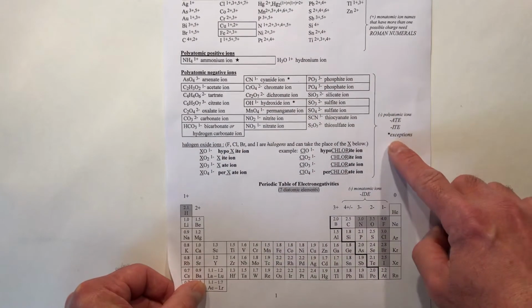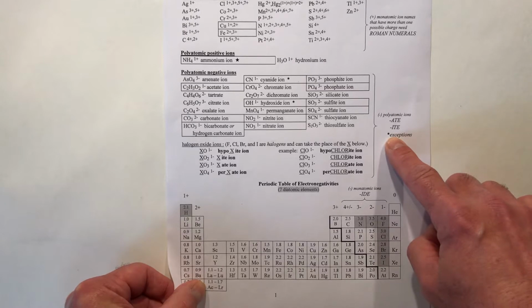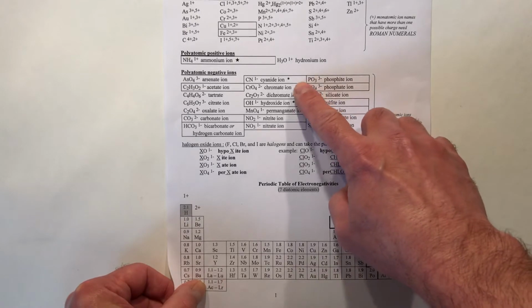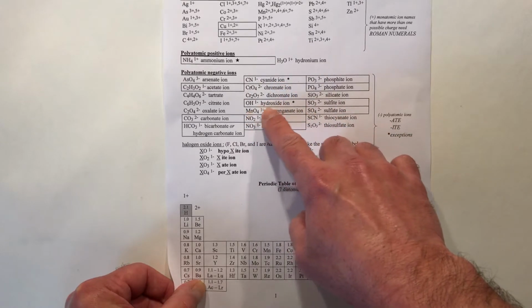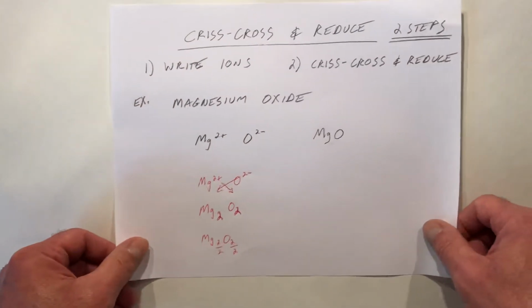And be aware that there are two exceptions that have IDE endings. They have asterisks by them. CN1- for cyanide, OH1- for hydroxide. A little bit odd that we have some IDE polyatomic ions, but they do exist.